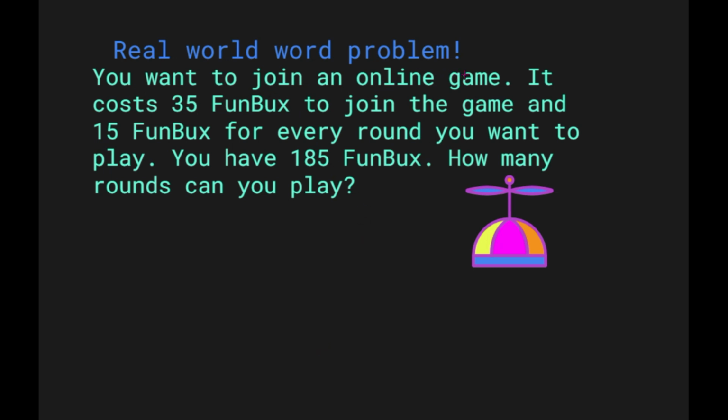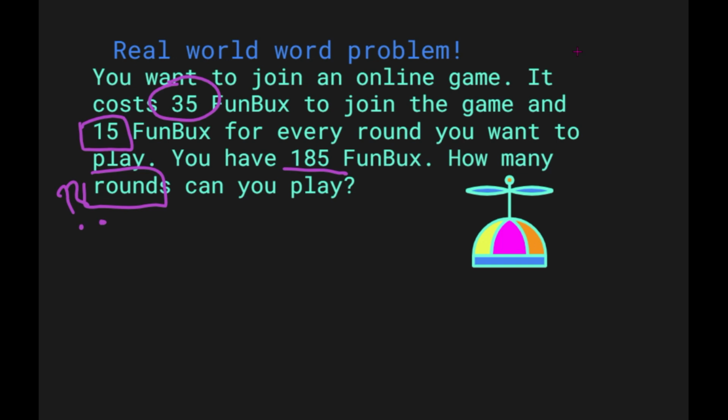You want to join an online game. There's a certain room in your online game that you love, and it costs 35 fun bucks just to get in the door. And once you're in, it costs 15 for each round that you want to play. So it's 35 to get in. That's one time. 35 to join the game. And then once you're in, it costs you 15 for each round. And you have 185 fun bucks. And your question is, how many rounds can I play?